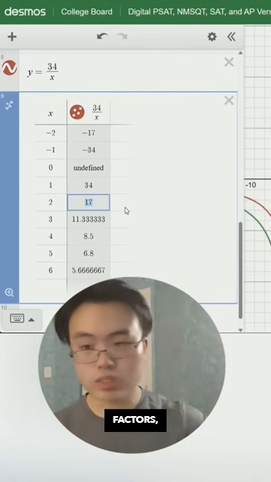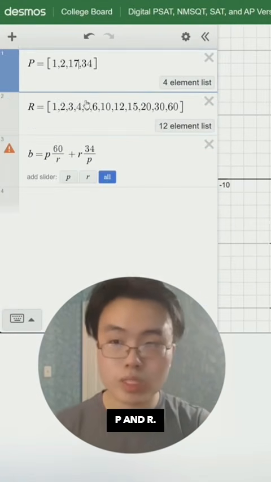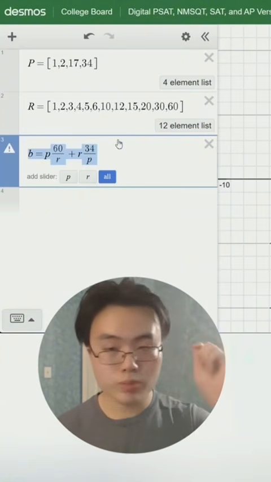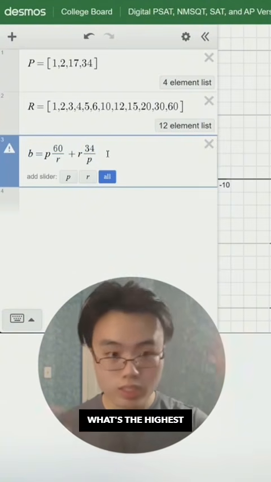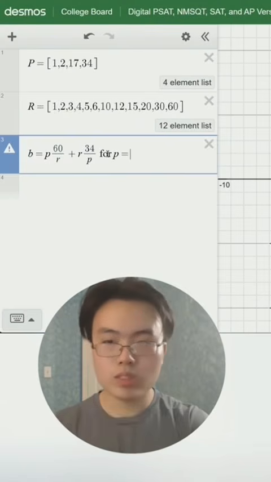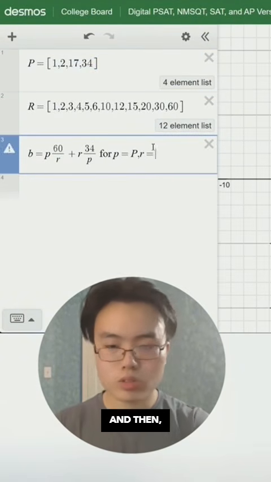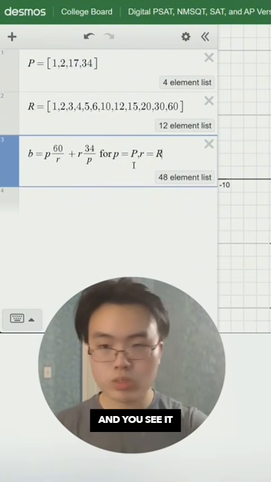So now that we have all these factors, let's write them out in a list for p and r. Now that we have all the values of p and r, and we have the equation for b, we can have Desmos run through all the possible combinations of p and r and see what's the highest value for b. We can do that really easily by doing a for loop. We can do for p equals p, and it's just telling Desmos to use the items from this list, right? And then r equals r, and you see it runs through all of them.